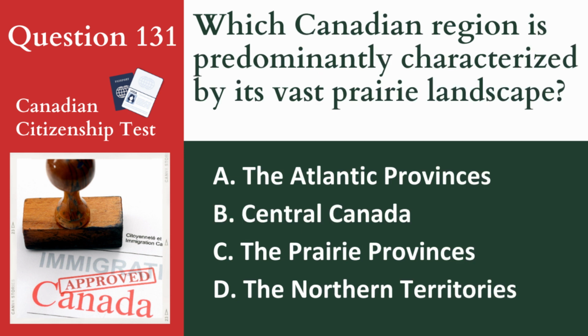Question 131. Which Canadian region is predominantly characterized by its vast prairie landscape? A. The Atlantic Provinces. B. Central Canada. C. The Prairie Provinces. D. The Northern Territories. Answer C. The Prairie Provinces. The Prairie Provinces, consisting of Alberta, Saskatchewan, and Manitoba, are known for their vast and fertile prairies.